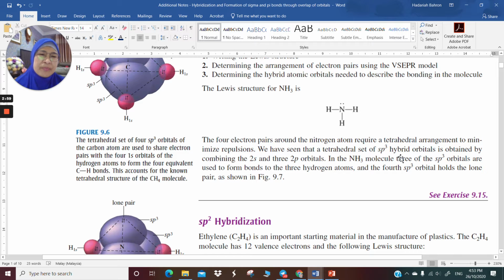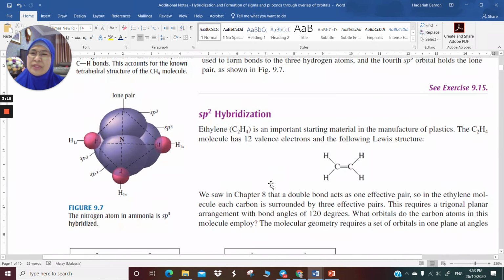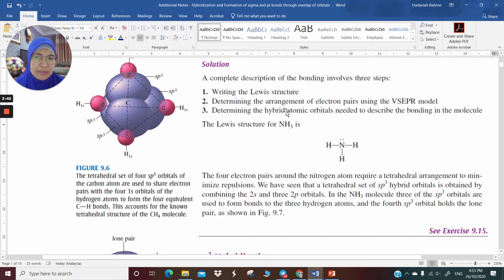So in ammonia, 3 of the sp3 orbitals are used to form bonds with 3 hydrogen atoms, as I described earlier and in the previous lecture. And the 4th sp3 orbital is used to hold the lone pair of electrons, as shown in figure 9.7. So one sp3 bonds with hydrogen, the second sp3 orbital bonds with another hydrogen, the third sp3 bonds with another hydrogen, and the fourth sp3 orbital is to be occupied by the lone pair of electrons. So that should not be any problem at all.